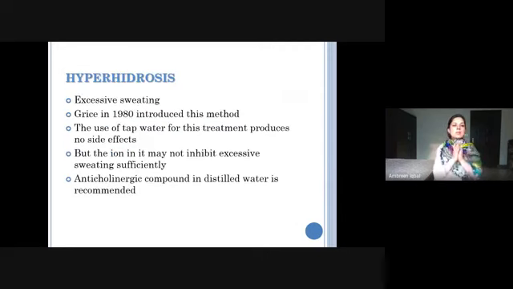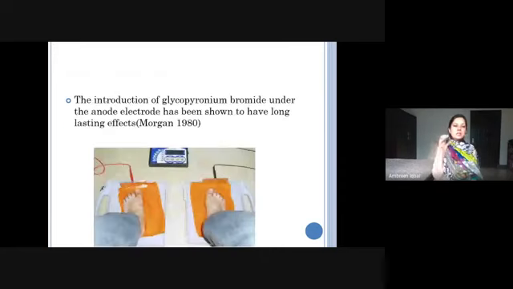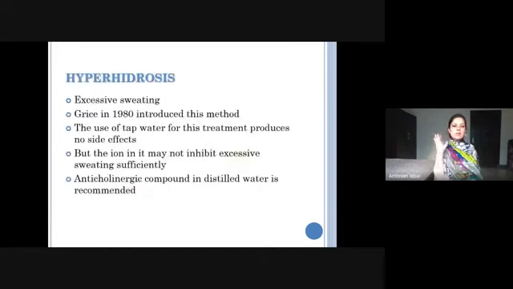Hyperhidrosis. Hyper means excessive, hidrosis means sweating. So hyperhidrosis is a term that indicates excessive sweating. We are actually using medical ionization to treat excessive sweating on the hands and feet. You have often heard of excessive sweating on the hands and feet of some individuals. In the 1940s, the concept was introduced that we can use medical ionization for patients who have excessive sweating in the palms and in the feet.